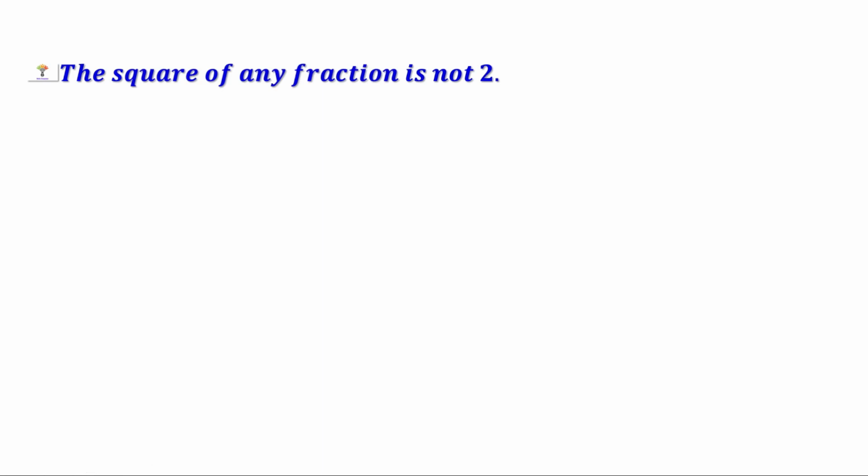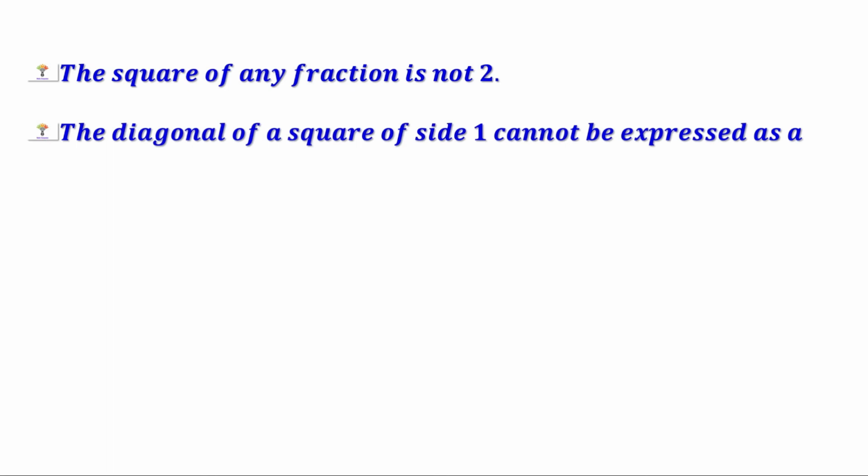Today we have learned these points. The square of any fraction is not 2. The diagonal of a square of side 1 cannot be expressed as a fraction. Root 2 is approximately equal to 1.41. Root 3 is approximately equal to 1.73.